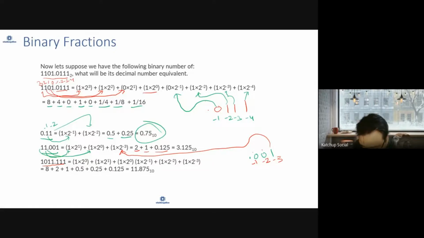One more example, so this is 1011.111. Same way, 1 is 2 raised to power 3, 2 raised to power 1, 2 raised to power 0, and then it actually should be plus here, 0.111, 2 raised to power minus 1, minus 2, minus 3. So 1 into 2 raised to power minus 1, 1 into 2 raised to power minus 2, and 1 into 2 raised to power minus 3. You add all of these up and you get your decimal number corresponding to the binary fraction.